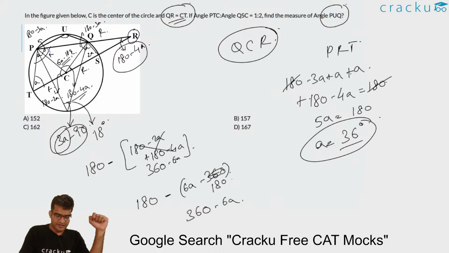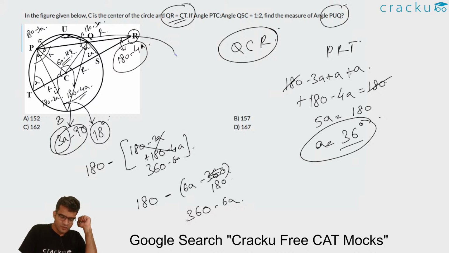Now if you are looking at PUQ and this point be say Z, PUQZ is a cyclic quadrilateral. So the sum of angle Z plus angle U will be equal to 180 degrees. If this is 18 degrees, this one will be equal to 162 degrees, which is equal to 180 minus 18. So the answer for this question is option C.